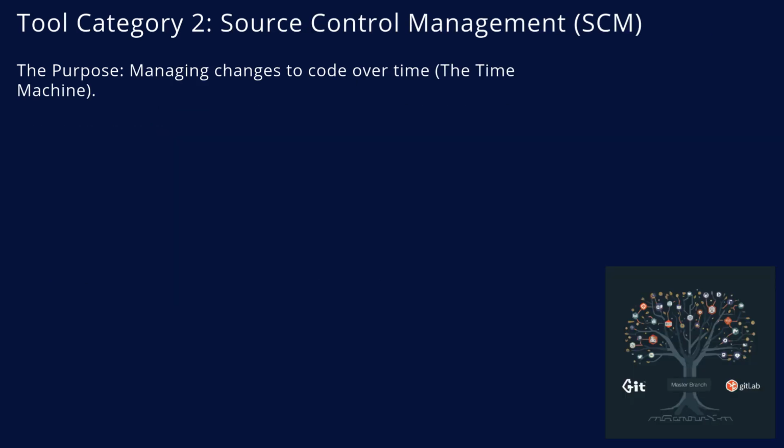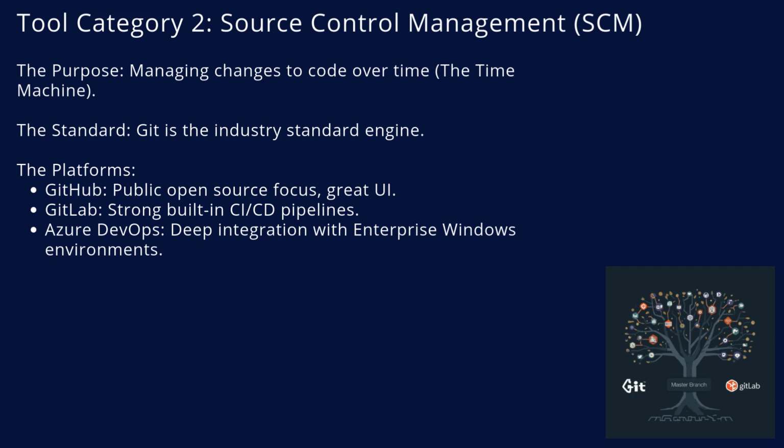Category 2 is the most critical safety net, Source Control Management, SCM. Almost everyone selects Git as the engine. But which platform? You might select GitHub for its community and ease of use. You might select GitLab because it offers a DevOps platform with built-in pipelines, saving you from buying a separate tool. You might select Azure DevOps if your company is already deep in the Microsoft ecosystem.